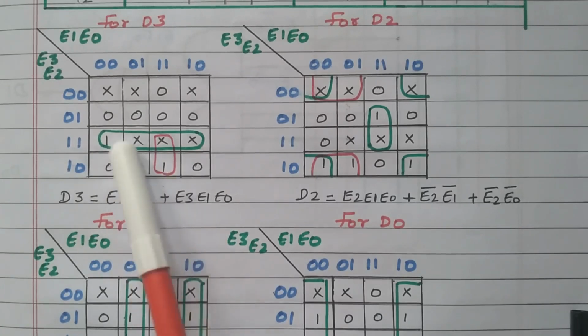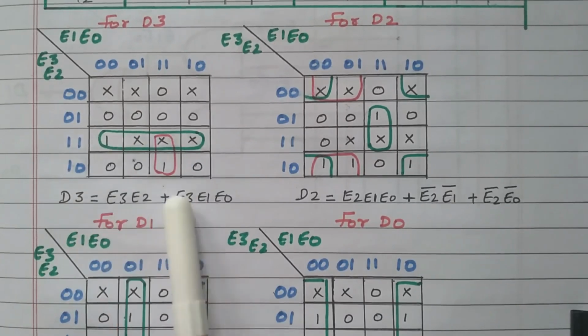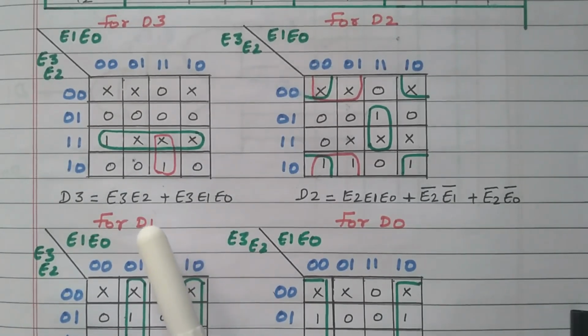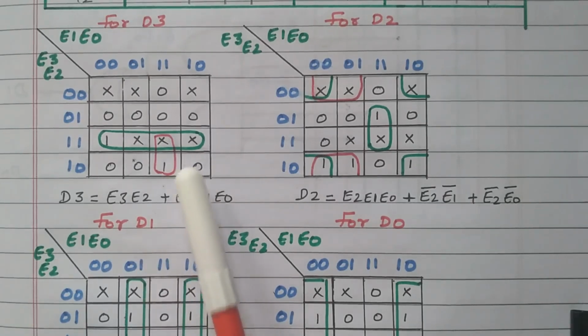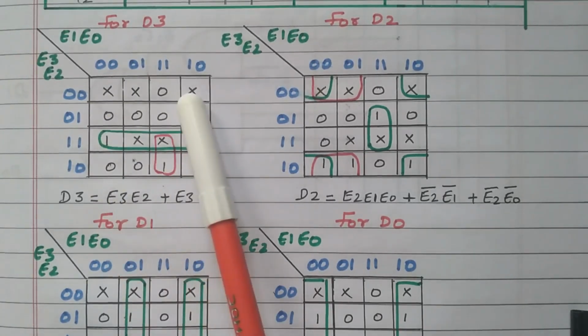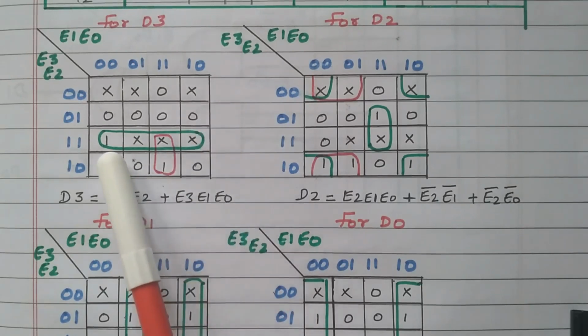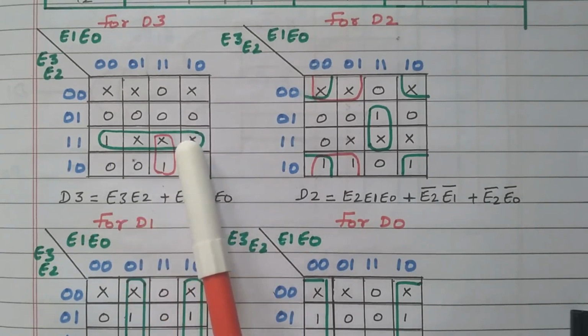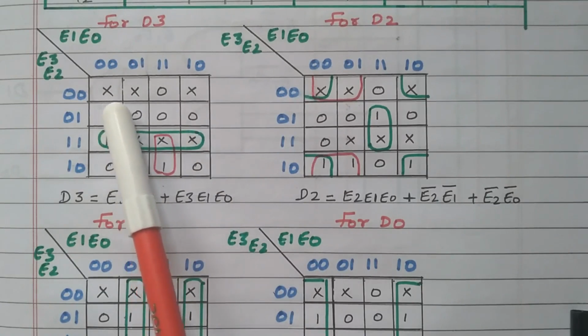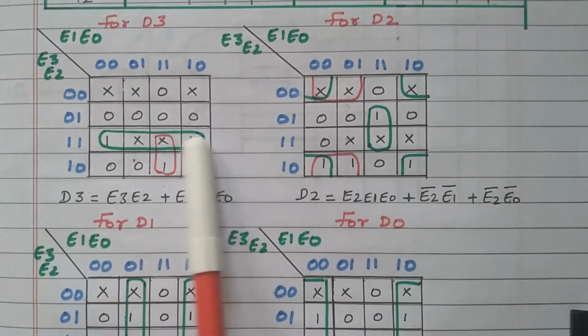We need to group these two ones. So one possibility is these 4 cells are grouped together and these 2 cells are grouped together. While grouping we can use the don't care conditions, but it is not necessary to group all the don't care conditions. If the don't care conditions are not covered, it's not a problem, right? First we will see grouping of these 4 cells.